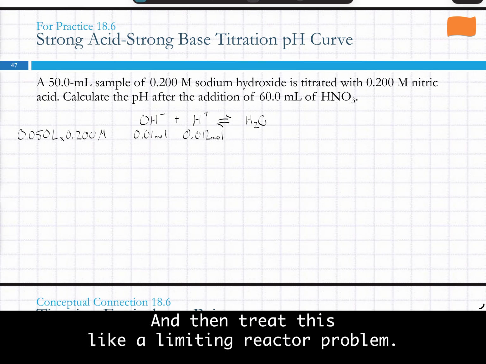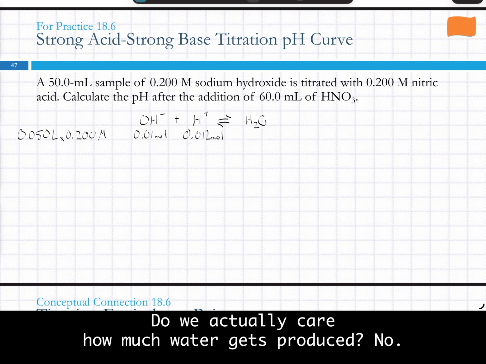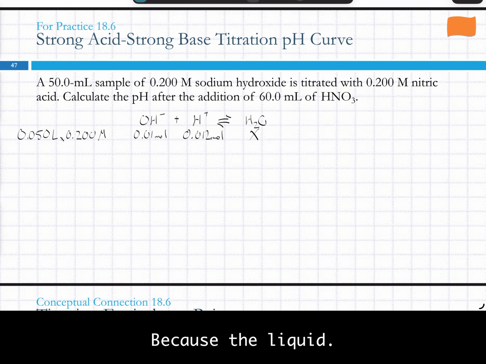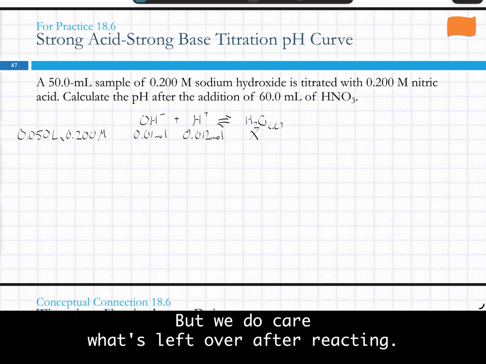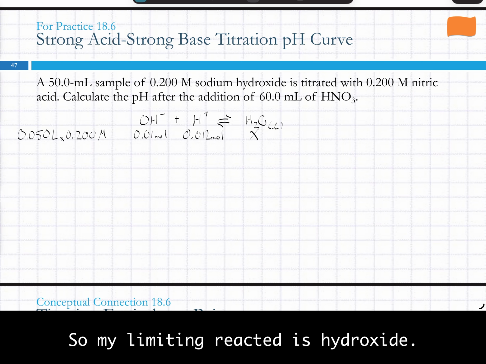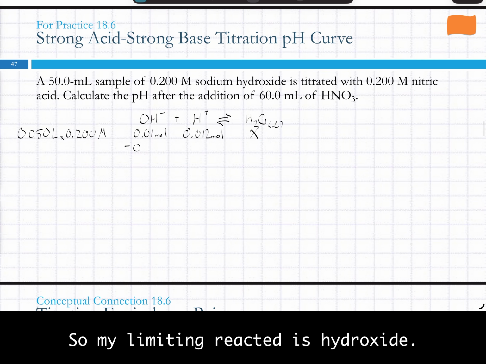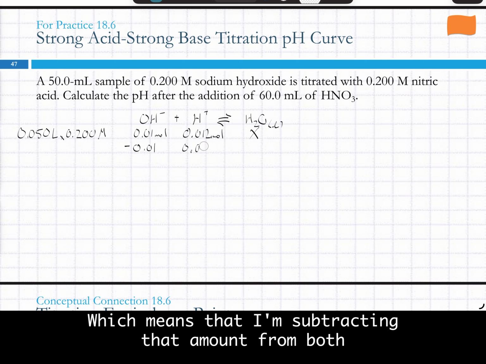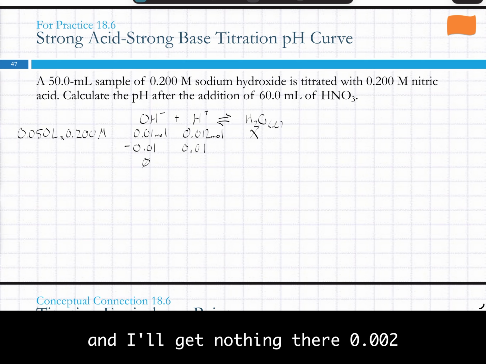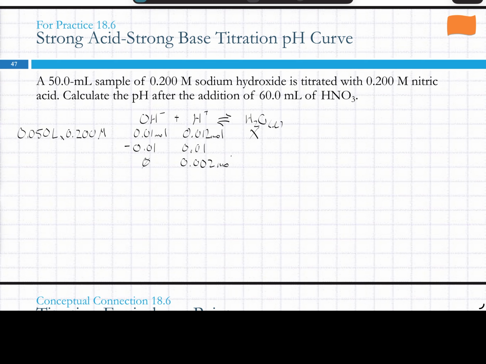And then treat this like a limiting reactant problem. Do we actually care how much water gets produced? No, because it's a liquid, so it doesn't factor into any equilibrium. But we do care what's left over after reacting. So my limiting reactant is hydroxide, which means that I'm subtracting that amount from both, and I'll get nothing there, 0.002 moles.